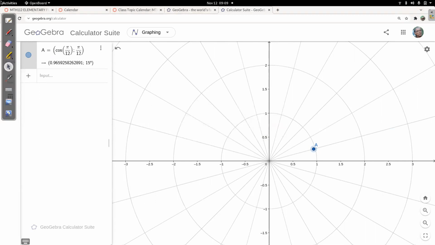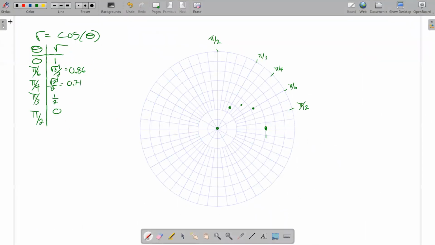Let's go to my graph. So at pi over 12, this line coming out, 0.9 is here, 0.97 is pretty close to that one circle. So I'm going to guess that's about right here-ish. And so my points seem to be coming up and through and over and down. And that looks like a semicircle. So I'm just going to graph a couple more points and then have the computer graph it to prove that.